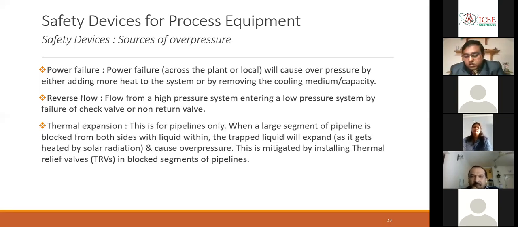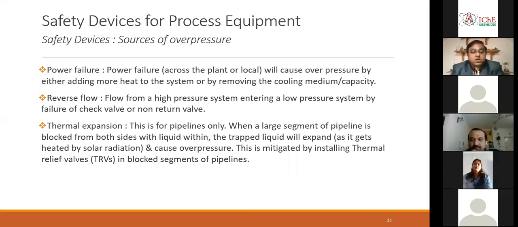Thermal expansion is only for pipelines. So what is thermal expansion? There is a fluid flowing through the pipe, maybe over a long distance from the storage tanks coming into the process unit. Sometimes it can be kilometers long. So suddenly you decide, okay, I will not use this line now, I will use that line now.